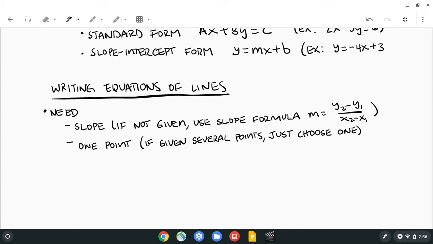Those are the two things that you need to write the equation of a line. Once you have the slope and the 1 point, you can use point-slope form, which is y equals mx plus b, to find the equation.